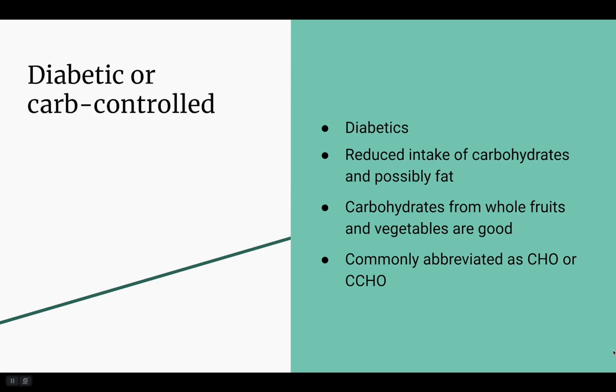Diabetic or carb-controlled diets are typically prescribed for individuals with diabetes to help keep their blood sugar in a healthy range. This diet includes reduced intake of carbohydrates, especially from processed sources such as juices, starches such as potatoes and bread, and cereal or pasta that is not whole grain. Good carbohydrate sources include whole fruits and vegetables. Fat intake may also be restricted because it can elevate blood sugar levels. This diet is commonly abbreviated as CHO or CCHO.